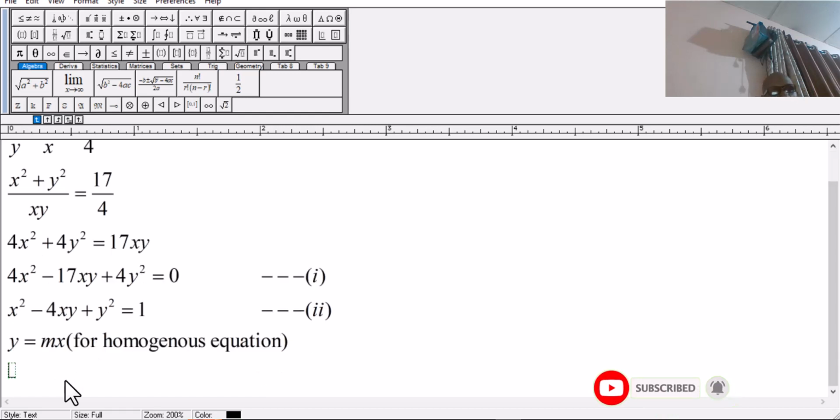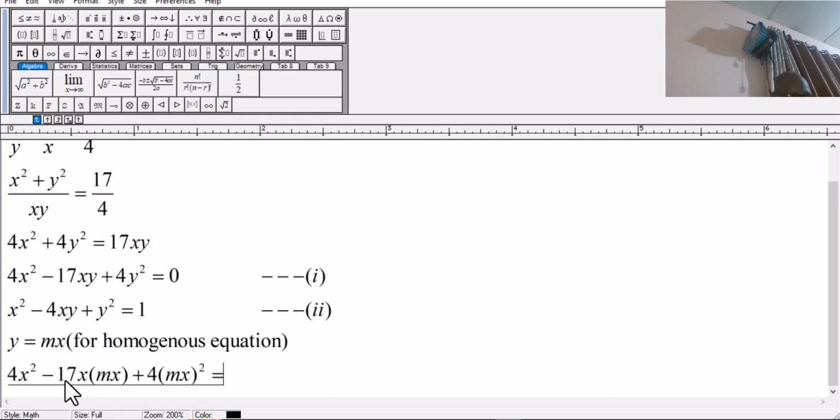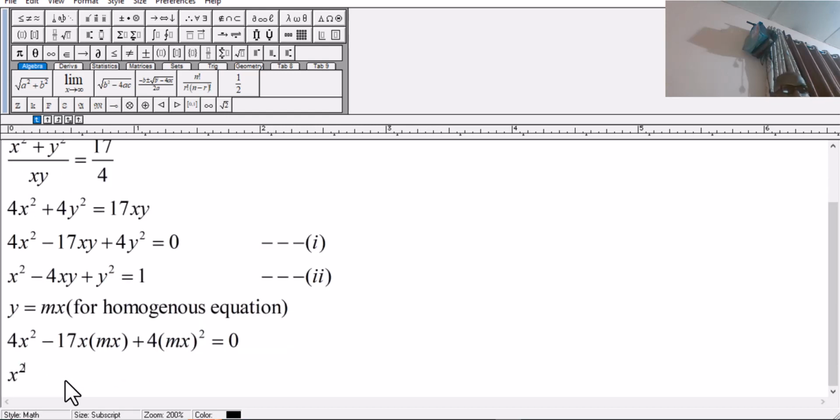so we've done that. Now we are going to substitute mx for y in both equation 1 and 2. So we have 4x squared minus 17x times mx plus 4 mx all squared equals 0. We have x squared minus 4x times mx plus mx all squared equals 1.